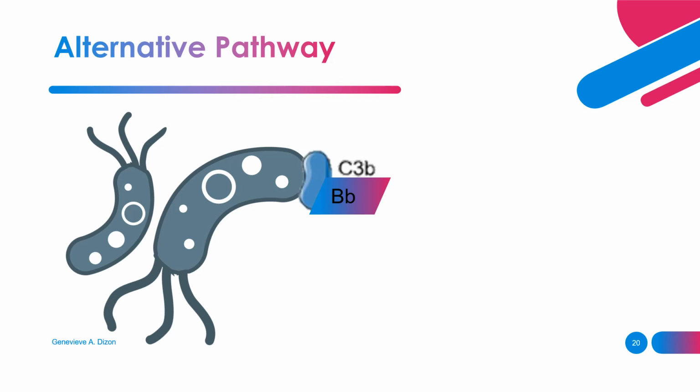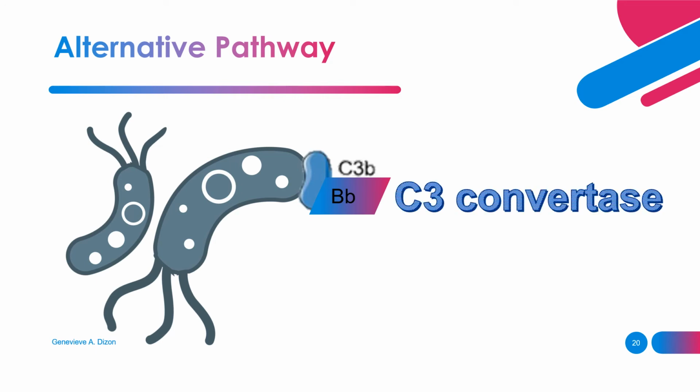The C3b-Bb is the C3 convertase enzyme. So again, the C3b-Bb is the C3 convertase of the alternative pathway. Properdin, which is the third unique component for this pathway, binds to this complex to stabilize it. The stable C3 convertase then cleaves further C3 into C3a and C3b.